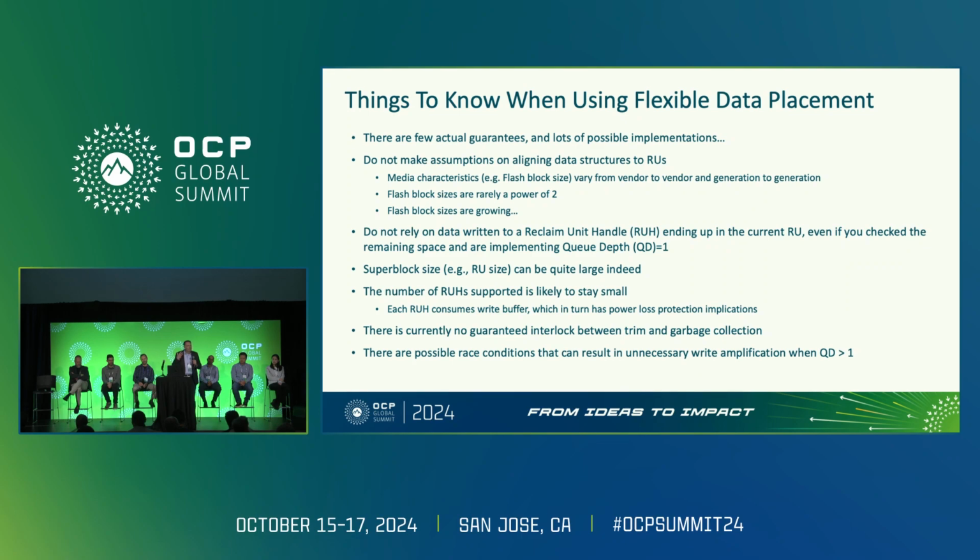Okay, so what are some of the things I think you guys should know about flexible data placement? First and foremost, there are few hard guarantees, right? And ultimately, what it's saying is when you supply a write with a placement ID, we guarantee that that write will not be mixed with other writes with different placement IDs on initial placement. Beyond that, it's all sort of options up to the individual device, whether it supports persistent isolation or only initial isolation, and many, many other different aspects.